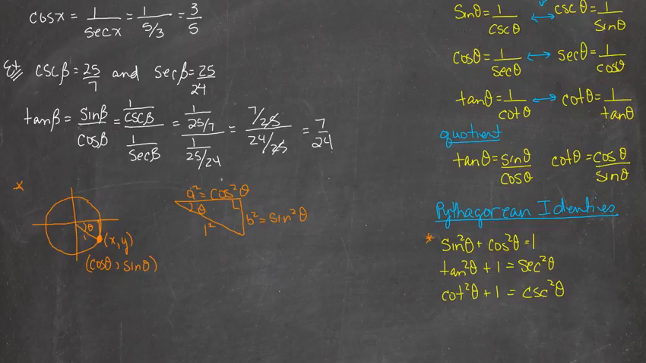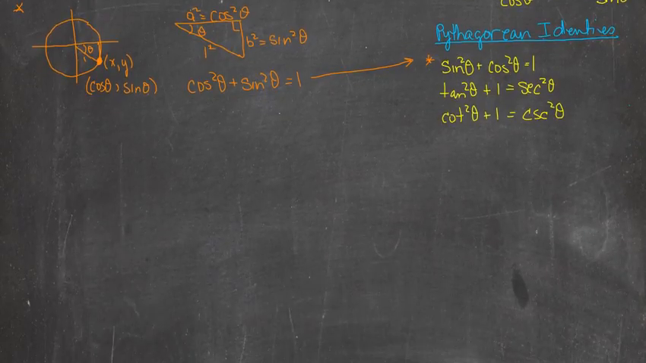So the Pythagorean theorem says that cos squared theta plus sine squared theta equals 1. And that's exactly what our Pythagorean identity tells us. And manipulating cosine and sine using reciprocal and quotient identities leads us to the second and third Pythagorean identities. I think this is a good time for an example.